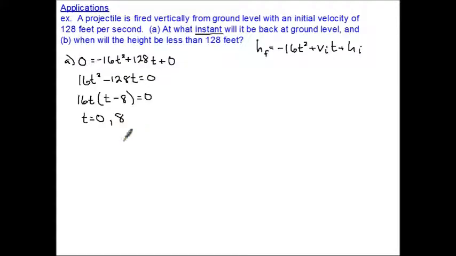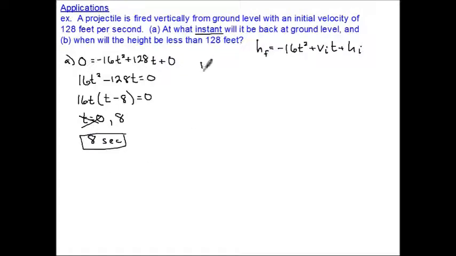At what instant is it back on the ground? It looks like I have two answers, but t equals 0 is basically the second that it's fired. And that's not what I'm interested in for this. I'm interested in when it's back on the ground, so that's the 8 there. So it takes 8 seconds for this particular projectile to make its way back to the ground.